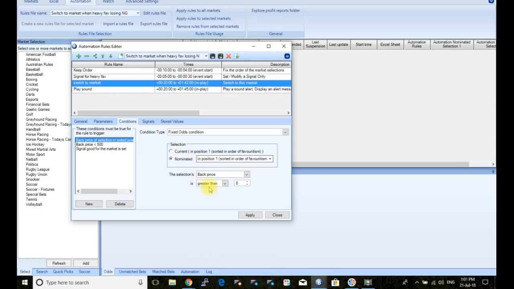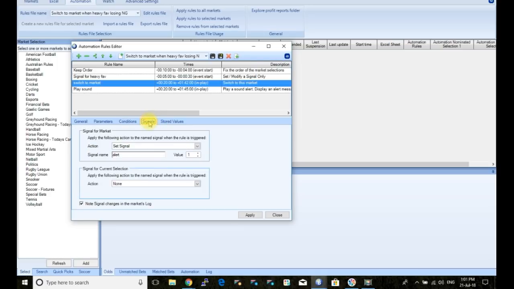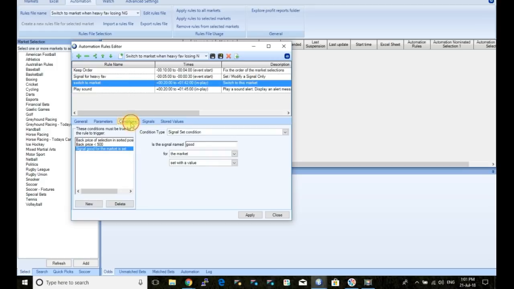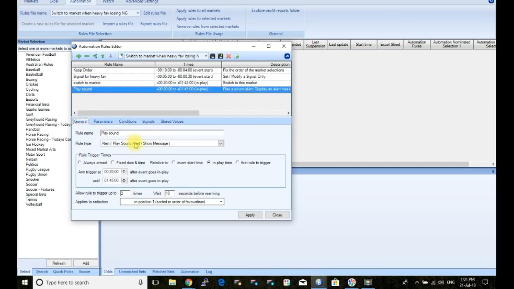So the odds are going to trigger at odds of over 8, the back price under 500, and then it's going to set another signal. It's got to look for the signal for good, and then we're going to set another signal for this rule to alert. So once the favourite slips over odds of 8, we're then going to get a pop-up. It's going to be with an audio alert as well. This audio alert can be set to whatever you want it to be.